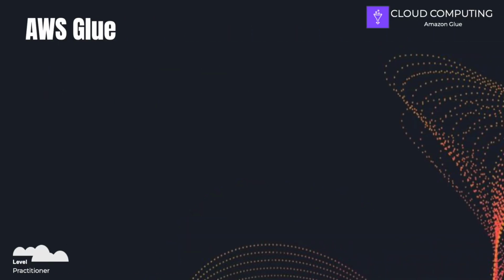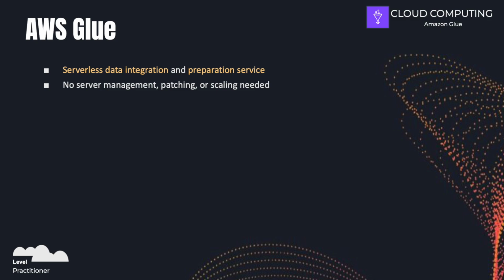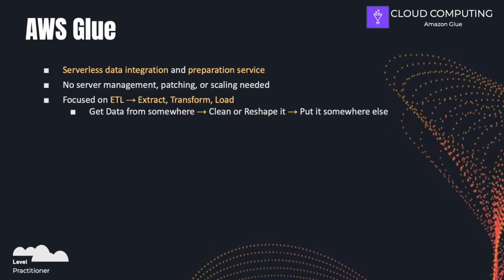Okay, AWS Glue is a serverless data integration and preparation service. Serverless here means you don't worry about managing servers, patching, or scaling. AWS takes care of all of that behind the scenes. Glue mainly helps you with ETL, extract, transform, and load, which basically means get data from somewhere, clean or reshape it, and then put it somewhere else, so it's ready for analytics and machine learning.